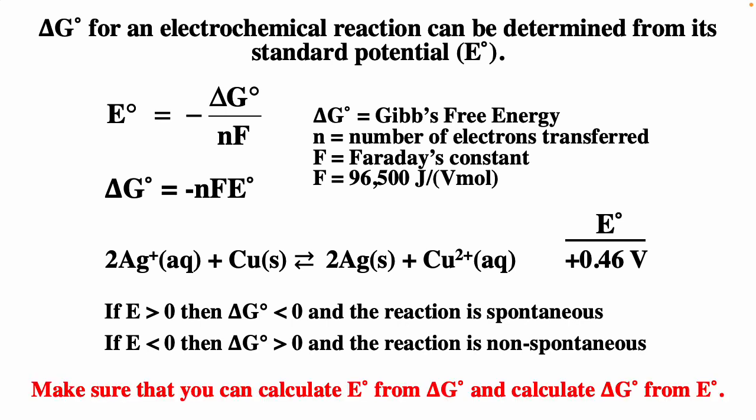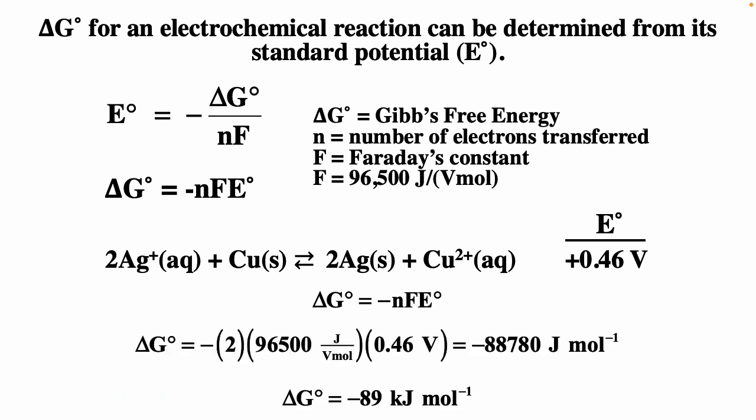And so you should be able to calculate E naught from delta G naught or delta G naught from E naught. And so for this one, we had a potential of 0.46. And so delta G naught equals minus nFE. Now our copper is going from 0 to plus 2, so there's 2 electrons in the oxidation half reaction. Our silver is going from +1 to 0. And so each silver is gaining 1 electron. We got 2 silver, so that gives us 2.